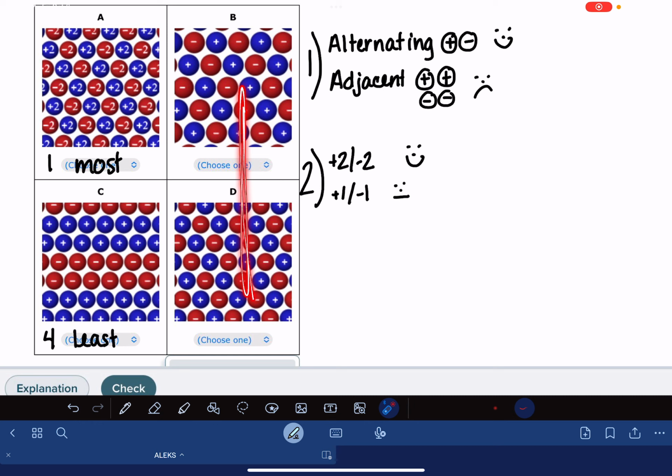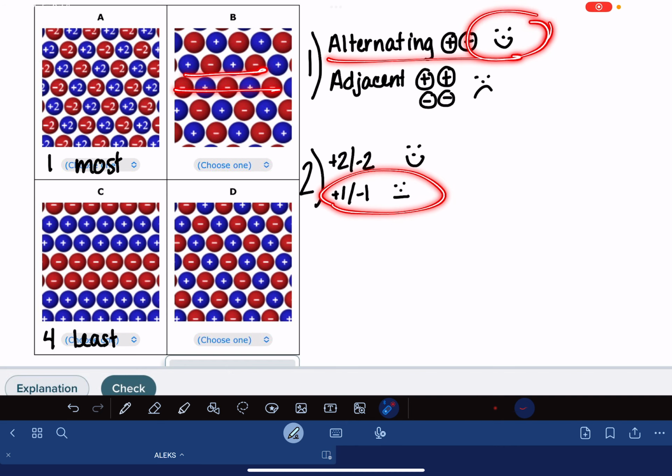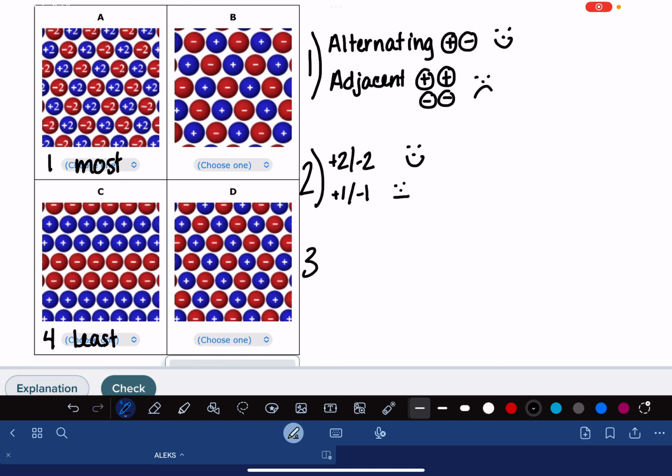So for these ones now, I'm down to these 2. These 2 are pretty similar in that they are alternating. That's good. And also they're similar. They have the exact same magnitude of charge. So how am I going to tell these guys apart? The third variable that we're going to look at is the size. The smaller these atoms are, smaller is better, and larger is not necessarily bad. So again, I'm not going to make a frowny face.